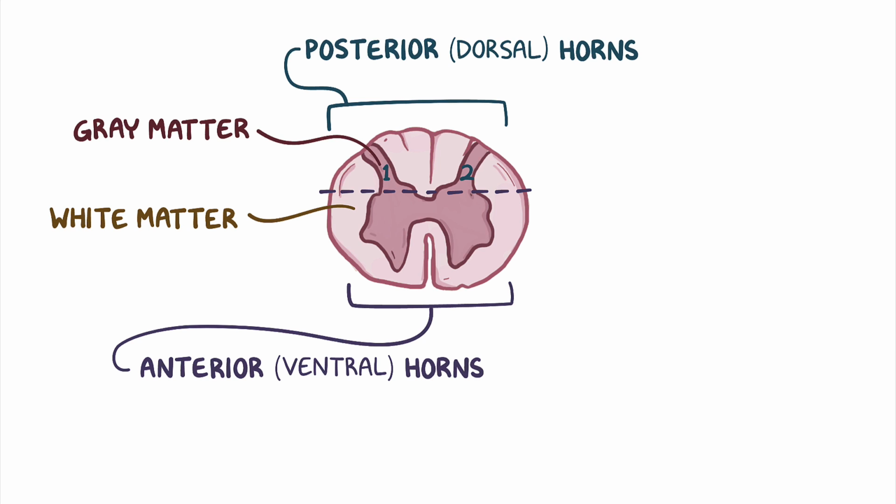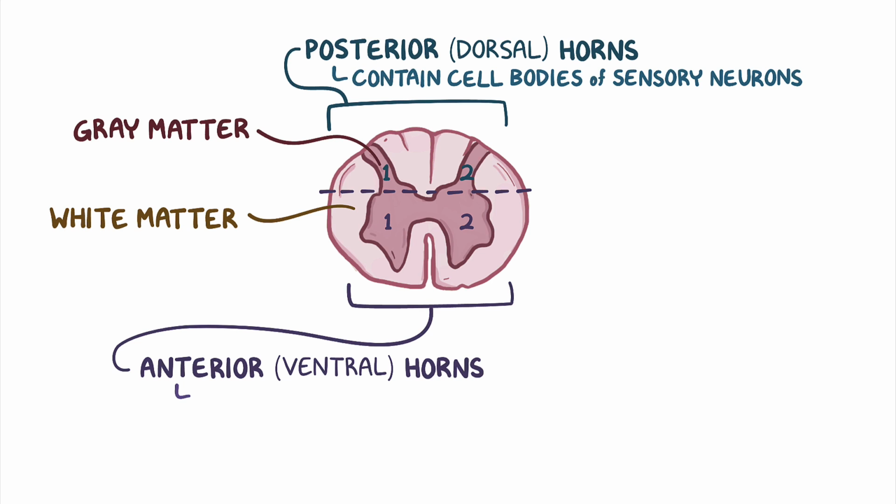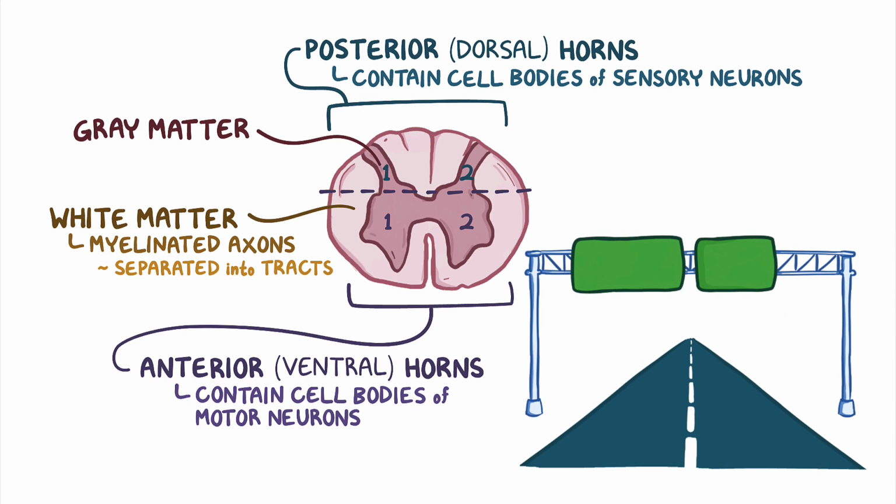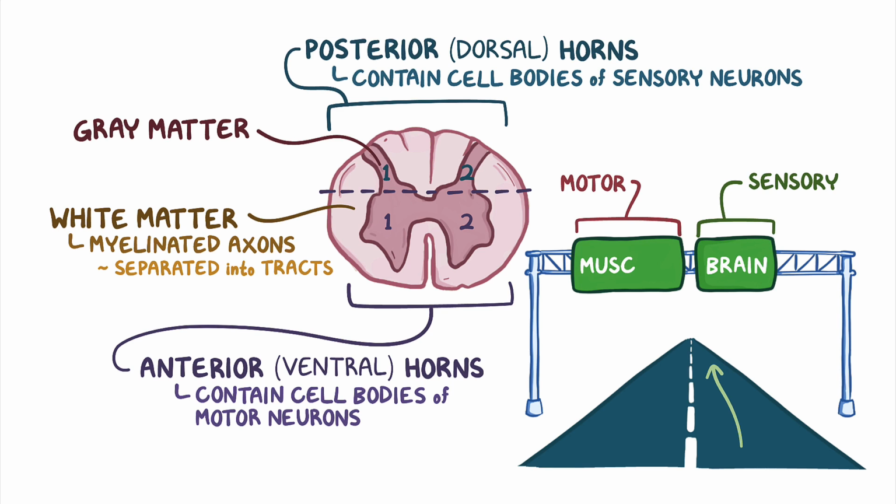So we have two dorsal horns that contain cell bodies of sensory neurons and two ventral horns that contain cell bodies of motor neurons. The white matter consists of myelinated axons, which are separated into tracts that carry information to and from the brain. Think of them like highways for neural signals, where some highways carry sensory information to the brain and some carry motor information from the brain to the muscles.